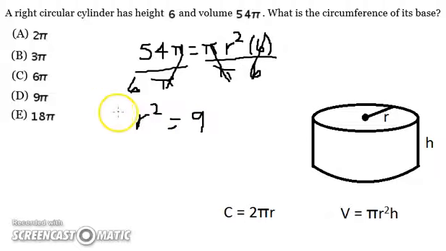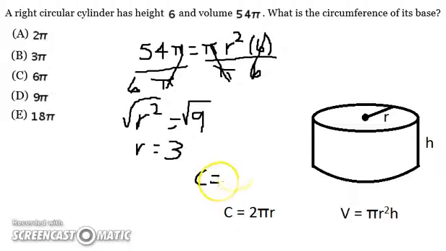Now you can take the square root of both sides, which means the radius is 3. Now that we have the radius, we can plug it in here. So the circumference equals 2 pi times the radius, which is 3. Since 2 times 3 is 6, that means that the circumference is 6 pi, or C.